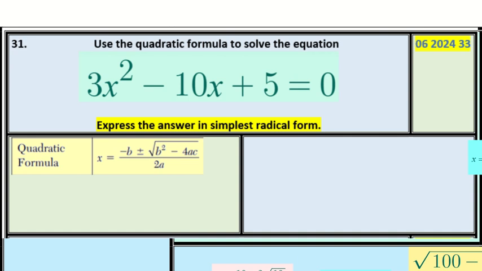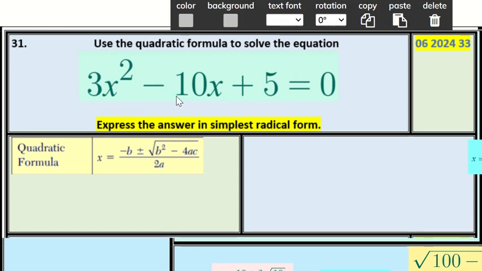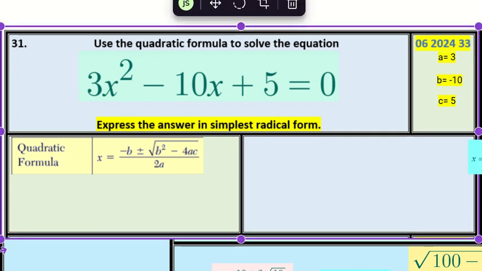A, the number in front of x squared, is 3. B, the number in front of x, is negative 10. C, the number all by itself, is positive 5. So that's A, B, and C. Now we're going to take those values and plug them right in to the quadratic formula.